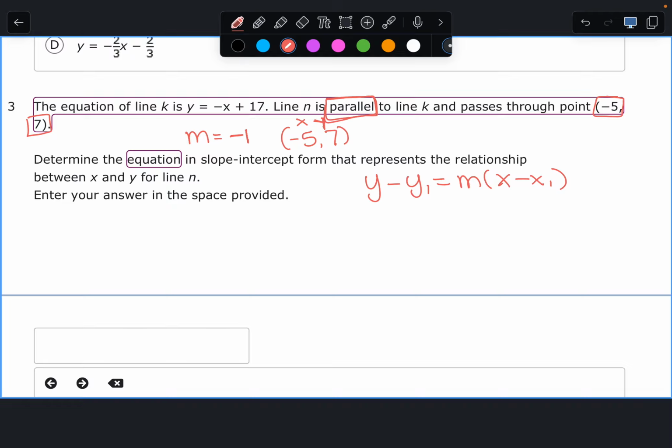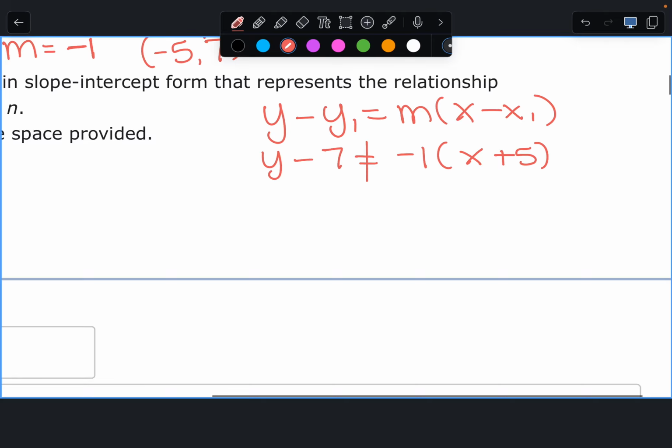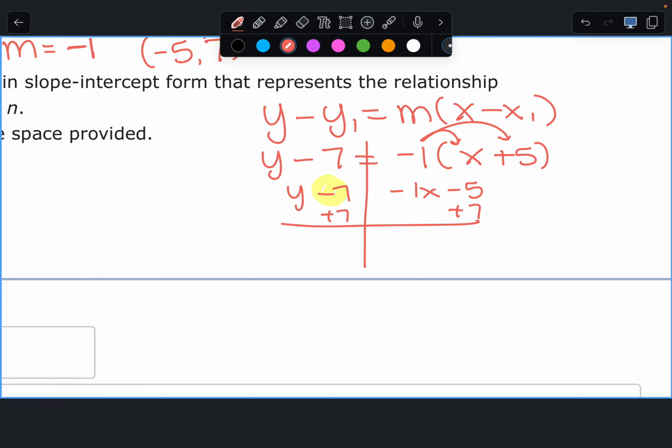So when I plug in my y, I'm going to get y minus what? y minus 7 equals -1 times x plus 5. And to solve this, distribute. Okay, so y minus 7 equals -1x minus 5. And then how do you move the 7 over? Add it. So it's y equals -1x minus 2. Oh, wait, I didn't put it as plus. I put it as minus 2. Plus 2.